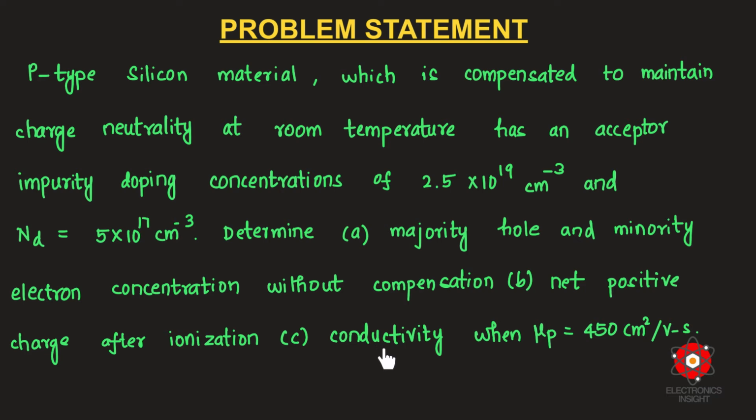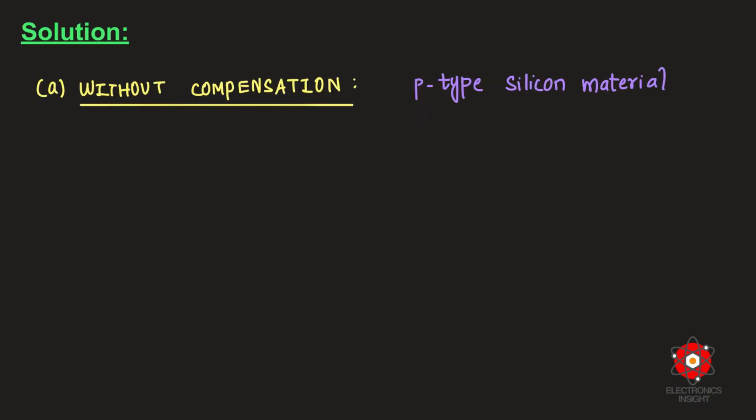And then finally, we need to identify the conductivity when the mobility of holes is given as 450 centimeter square per volt second. The first one we need to identify is the majority hole and the minority electron in a p-type silicon material without compensation. So the formula will go actually like this, because without compensation for a p-type silicon material, the majority charge carriers are contributed only by the acceptor doping concentration, and that is given in the problem statement, which is 2.5 into 10 to the power 19 per centimeter cube.